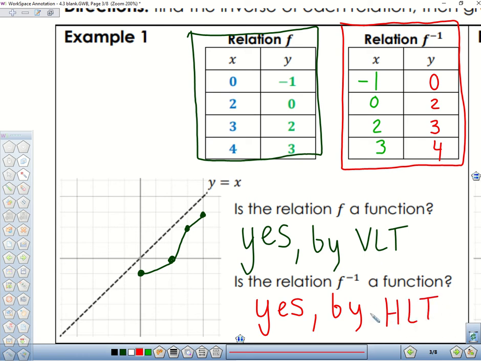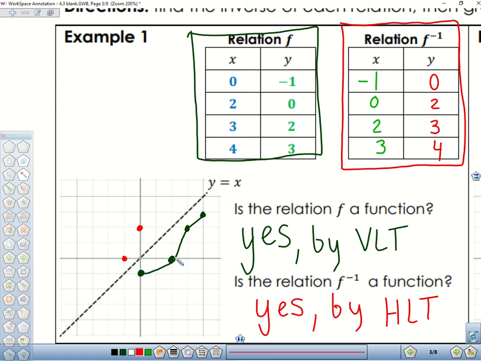So we know that the inverse relation is also a function by the horizontal line test. However, we can also go ahead and graph this, right? So let's go ahead and graph our inverse relation so that we can take a look at it. This is at negative 1, 0. This is at 0, 2.